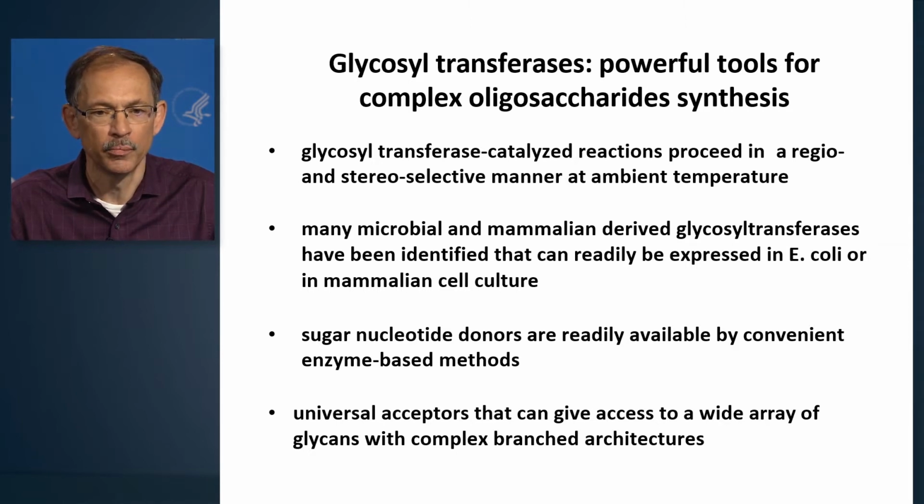Once upon a time, sugar nucleotide donors that are being employed by these enzymes were difficult to obtain. Now we have convenient approaches for enzyme-based production of these reagents. Also, over the last couple of years, universal acceptors have been developed that make it possible to make glycans enzymatically with highly complex branched architectures. So now the time is right to automate glycosyltransferase-mediated oligosaccharide synthesis.